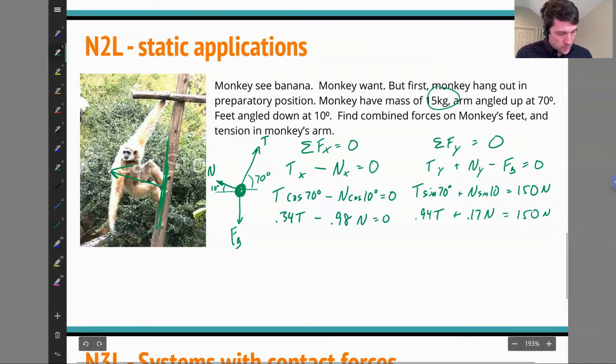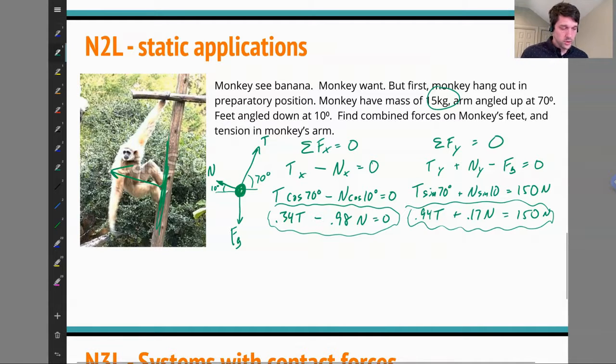And again, I'm going to do this in squiggles because these aren't the final answer, but we need these to move forward from here. We've got 2 equations and 2 unknowns. So again, we need to perform a system of equations. I'll let you do that.